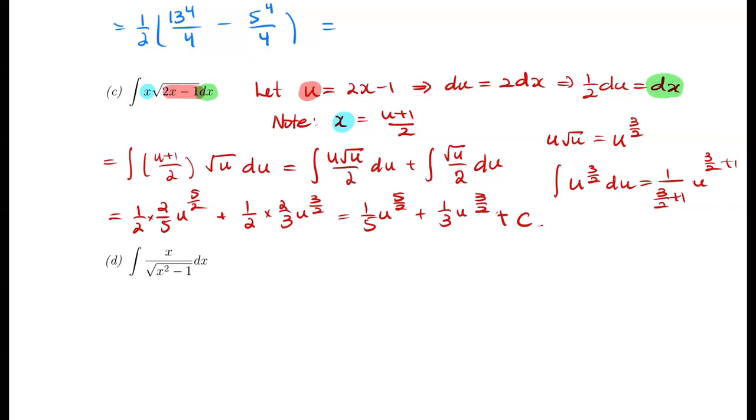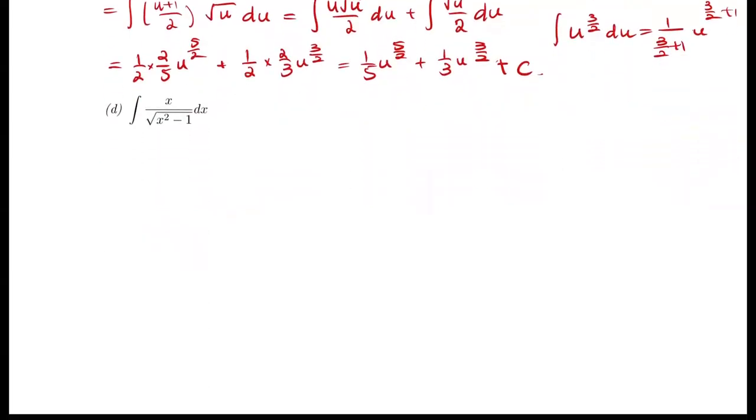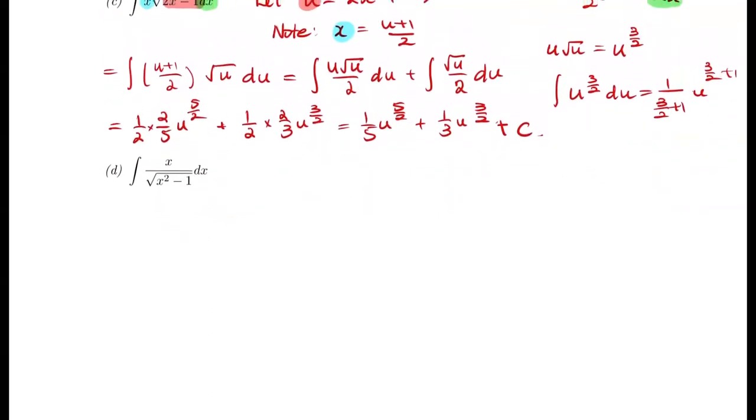Okay. So as for the last one, let's have a look at this one. So part D, we have the integral of x divided by the square root of x squared minus 1, multiplied by dx here. So once again, we also do the substitution under the square root. So we're going to take this and substitute it.